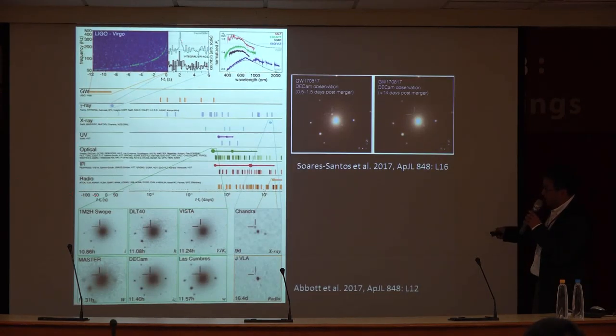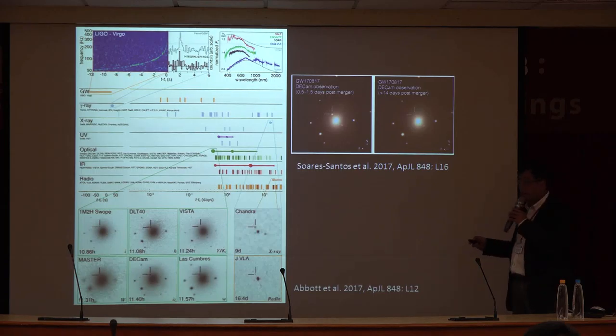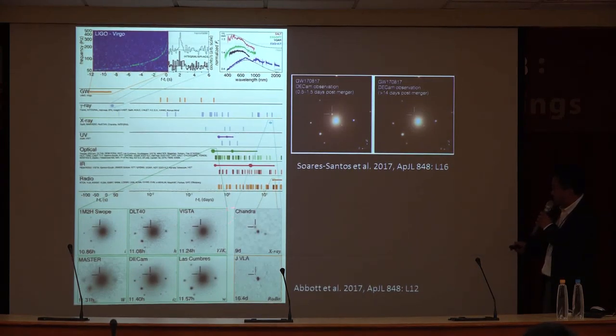By the way, this is time, and a different scale here. Linear scale in seconds, log scale in days. We have gamma rays, and then X-ray observations actually did not see anything until this time, which is roughly more than 10 days. And this is the Chandra observation, and you see there's a point here. Okay. And for UV and optical, it was detected only at this time. Not this time, only this time.